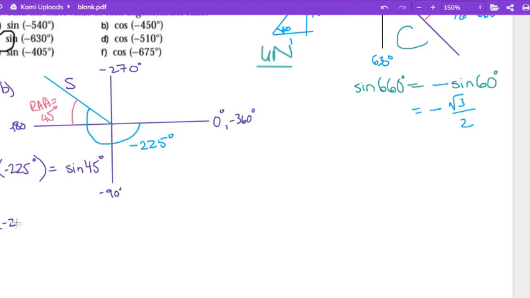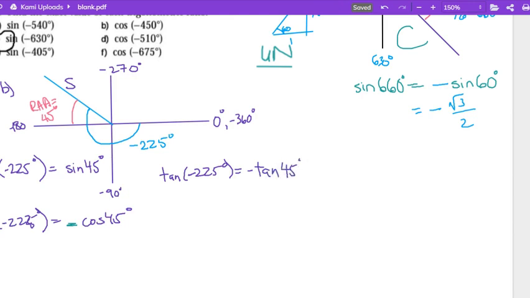Cos of negative 225, it's going to be similar to cos of 45, but it's going to be positive or negative? Negative. And the same for tangent. Tan of negative 225. Now, do not start with tan of 45, right? You have to start with the one you're being asked to solve for.